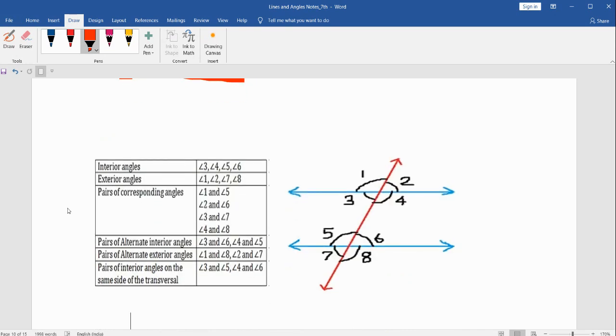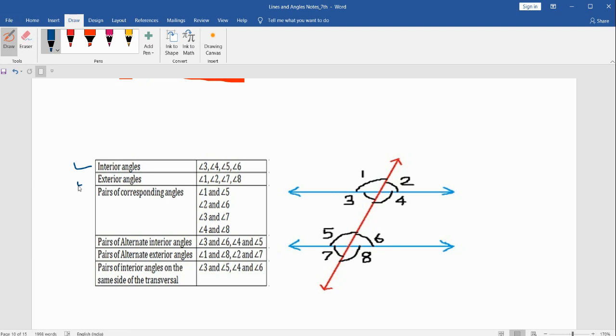So let's see first interior angles. The first one is interior angles. As the name suggests, it's interior angle. So naturally, if you look at this, I've already told you what is interior part. So 3, 4, 5, 6 are your interior angles, because they are lying inside these two parallel lines, and that's why they are called interior angles.